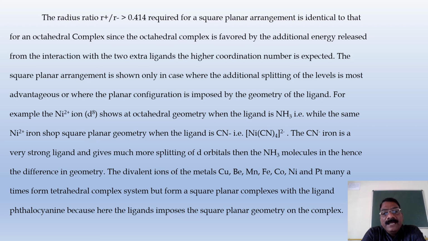The divalent ions of the metals copper, beryllium, manganese, iron, cobalt, nickel, and platinum many times form tetrahedral complexes, but form square planar complexes with ligands like phthalocyanine, because here the ligand imposes a square planar geometry on the complex.